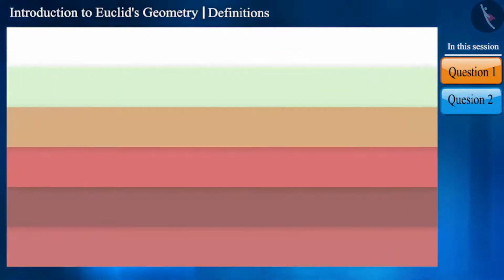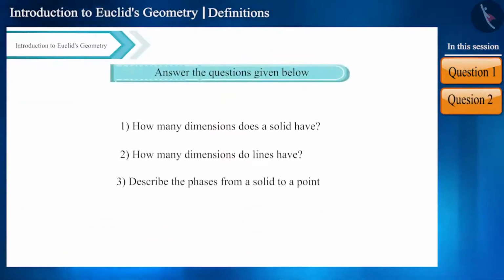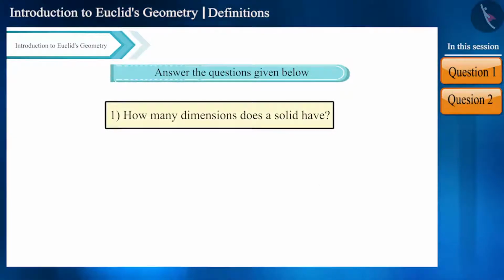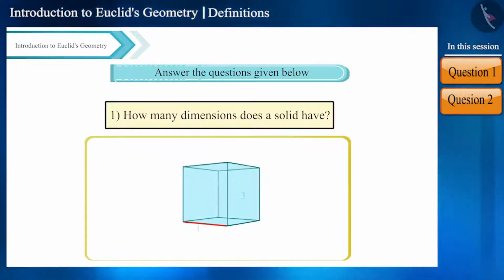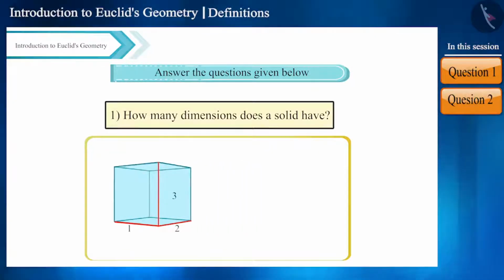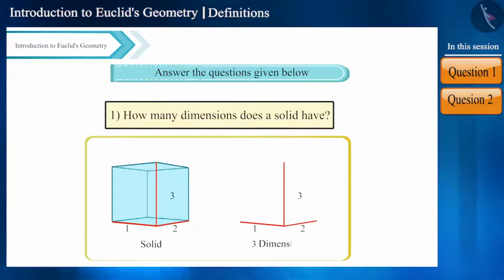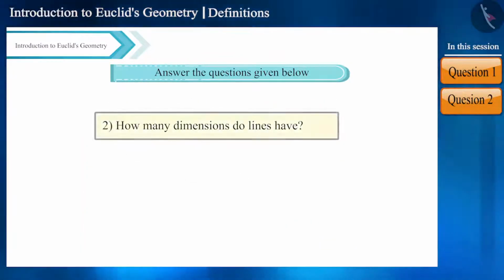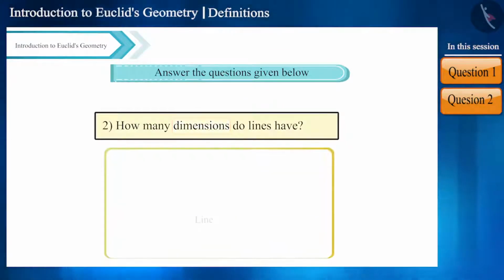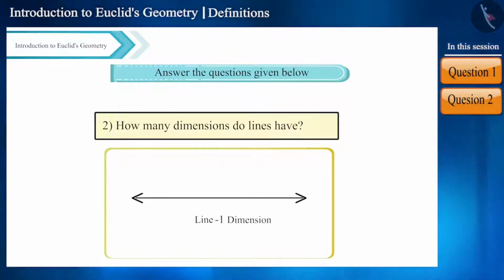Let's see some more questions. In the first question, we have to identify the dimensions of a solid. Any solid object has length, breadth, and height. So a solid has 3 dimensions. In the second question, we have to identify the dimensions of a line. It has only length, so its dimension will be 1.